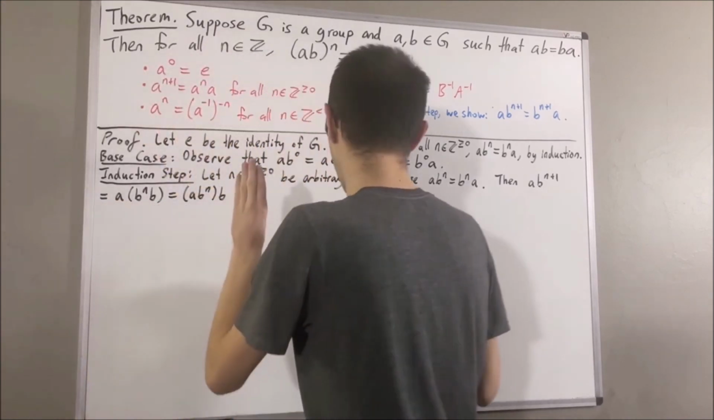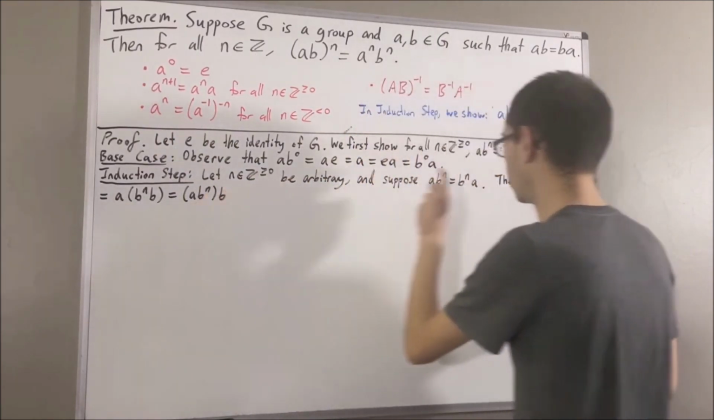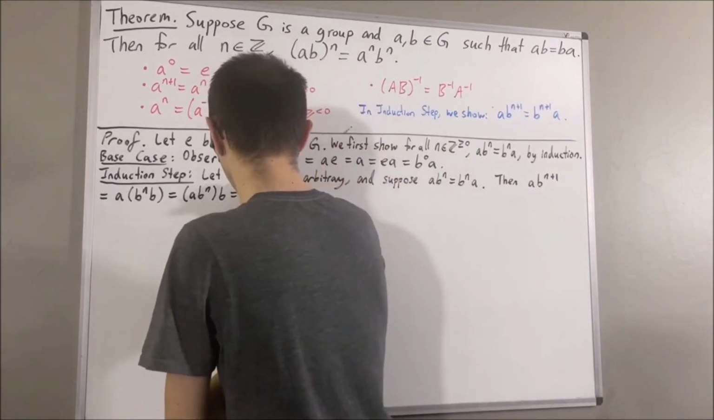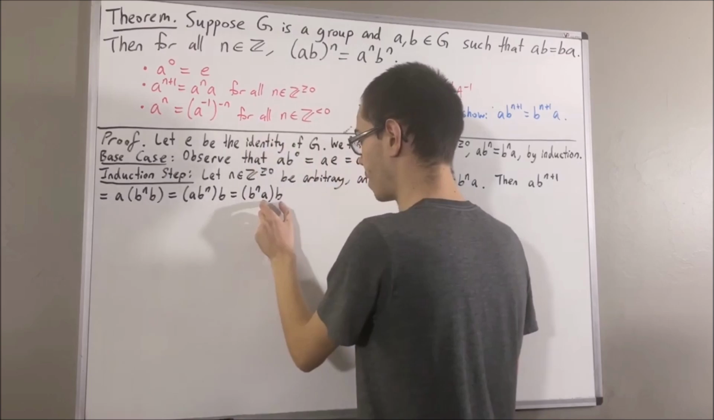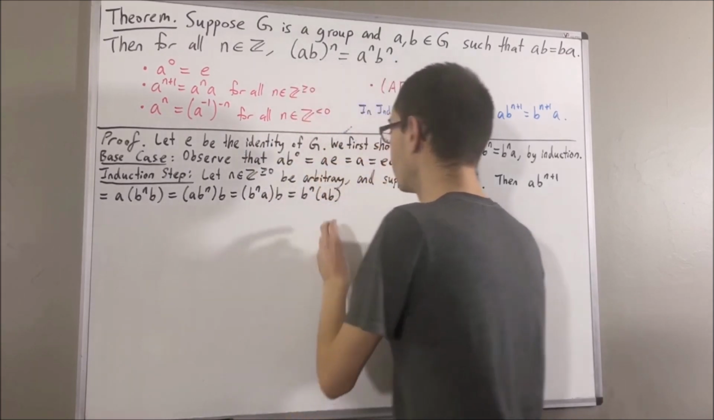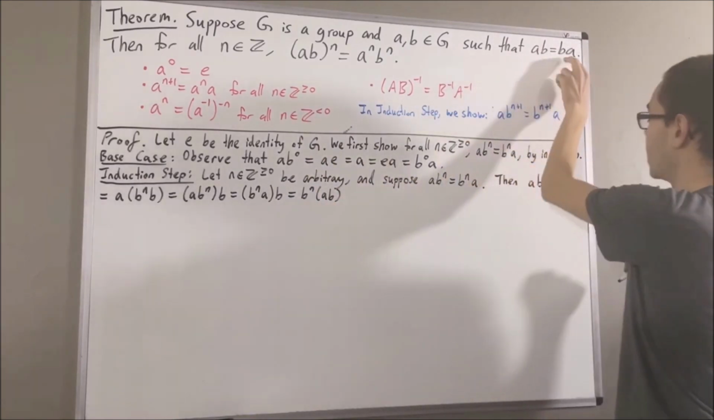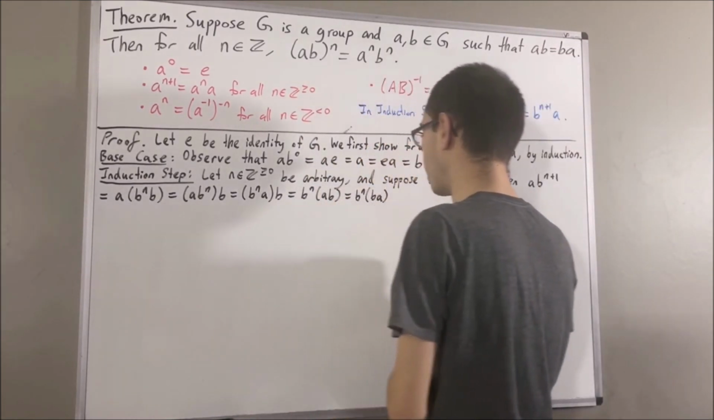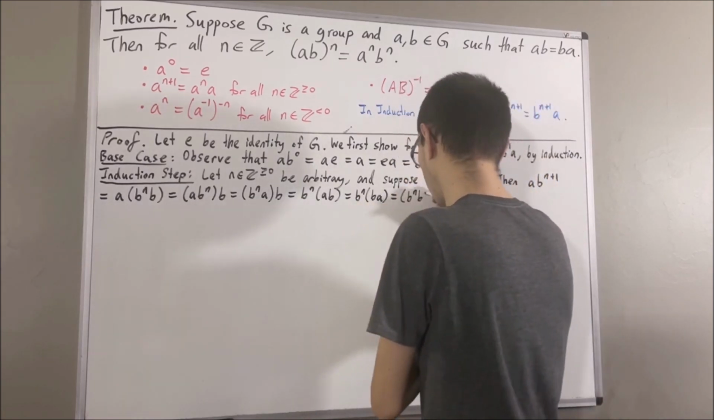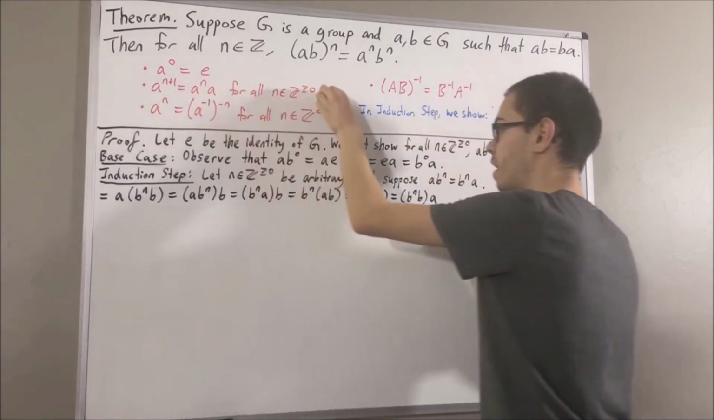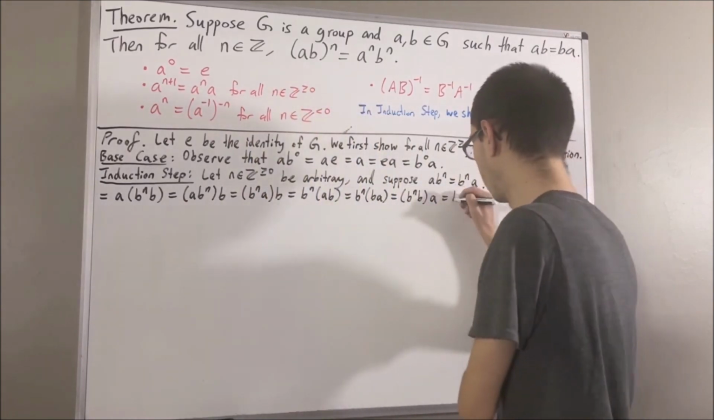And then, by the induction hypothesis, we know that ab to the power of n is equal to b to the power of n times a. And then, applying associativity again, we can move the parentheses around ab. And then, we know that a and b commute, so we can replace ab with ba, and then applying associativity again, we can move the parentheses around b to the n times b, and then by the recursive part of the definition, we know that b to the n times b is equal to b to the n plus 1.